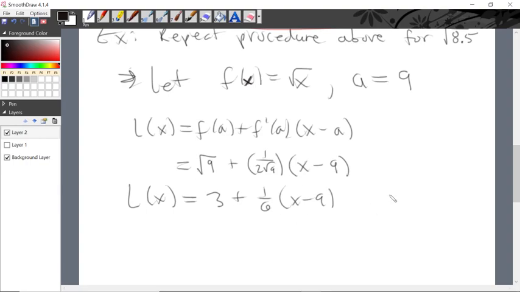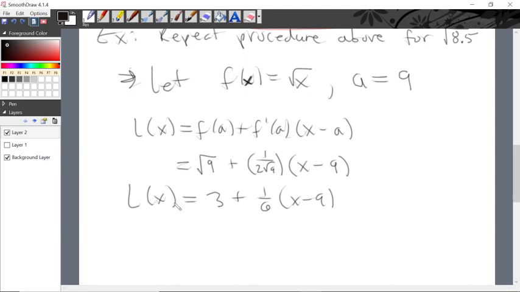And if x is equal to 9, then if we evaluate this at 9, by the way, L of 9 is just equal to 3, right? And 3 is the same as what f of 9 would have been. The square root of 9 is equal to 3. The tangent line and the curve are at the same point for the fixed value.